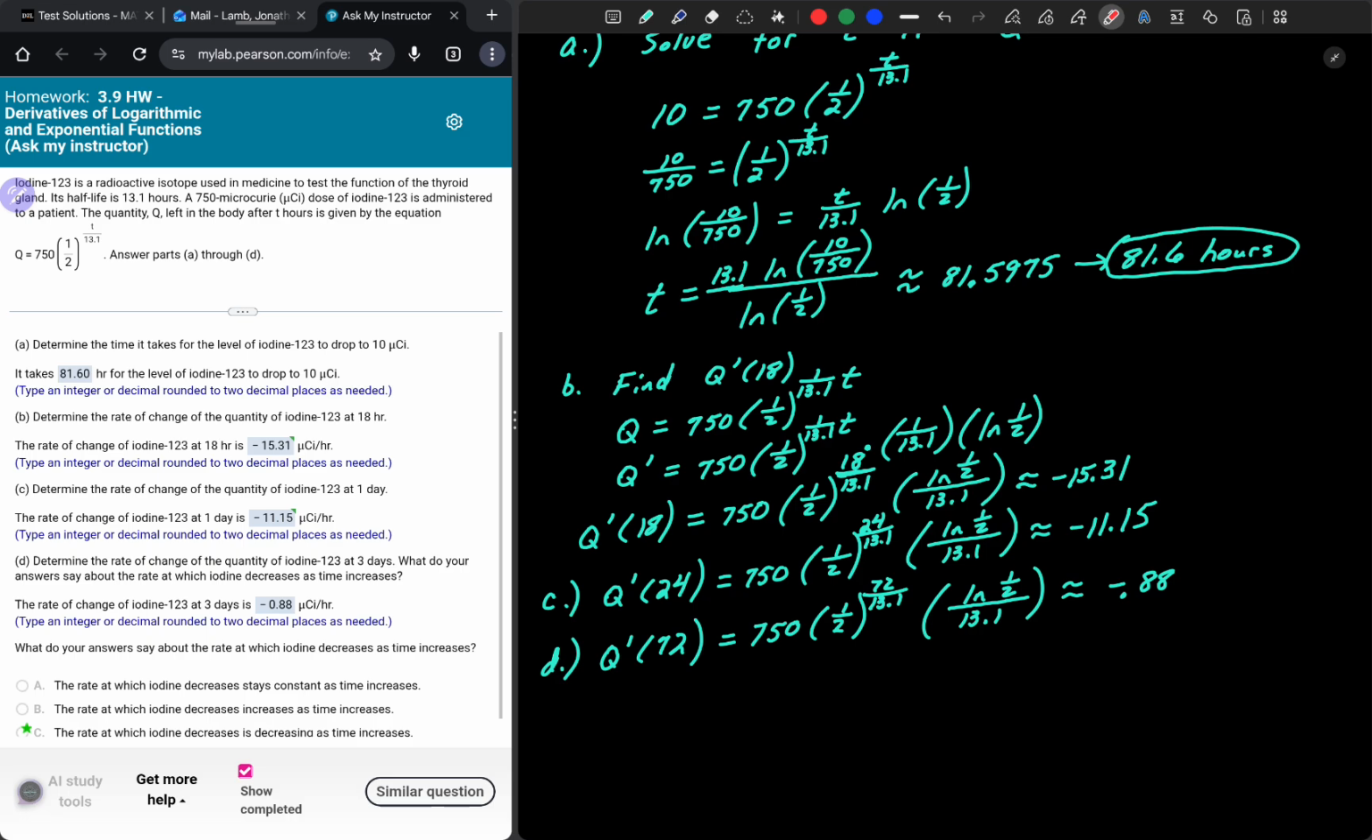And so we can say, well, as time goes on, the rate of decrease is going to decrease eventually to 0, in case you have some more iodine put into the bloodstream. So for this last part, the rate at which iodine decreases is decreasing as time increases. And that's just represented by these answers continually getting closer and closer to 0. Thus, its rate of decrease was decreasing. All right, guys, hopefully that makes sense with this one. It's a pretty good problem.